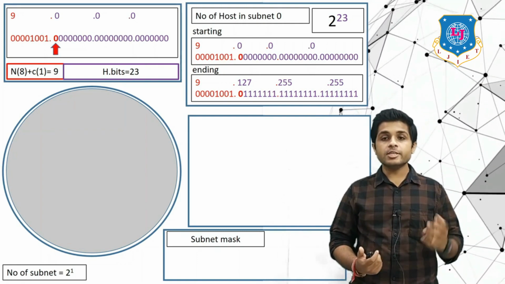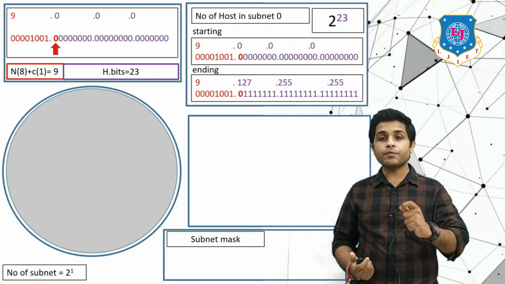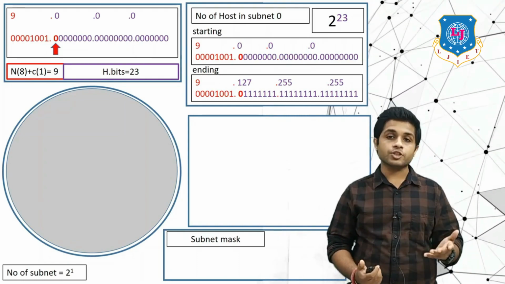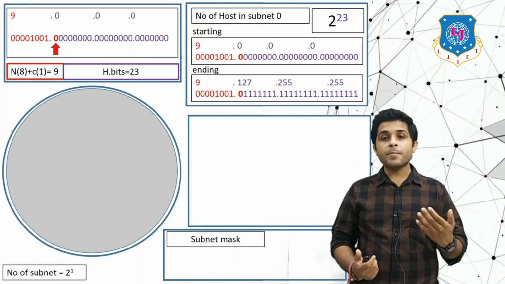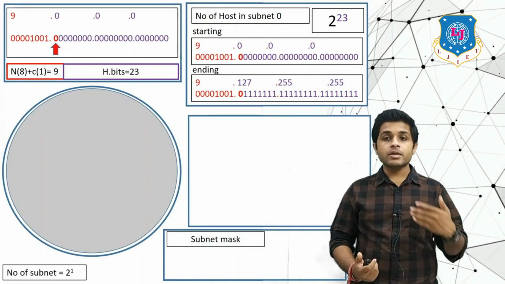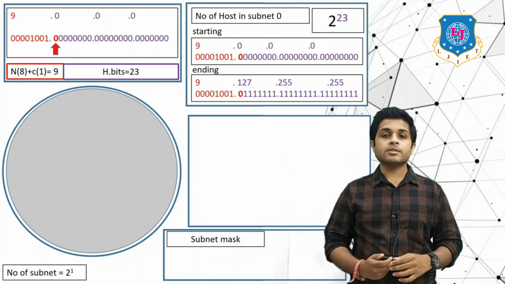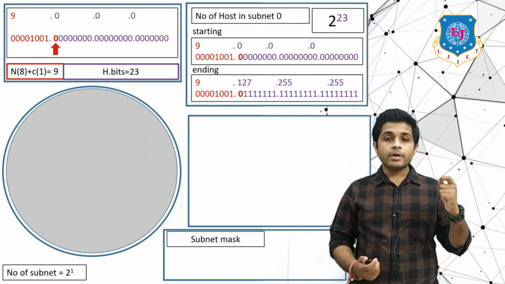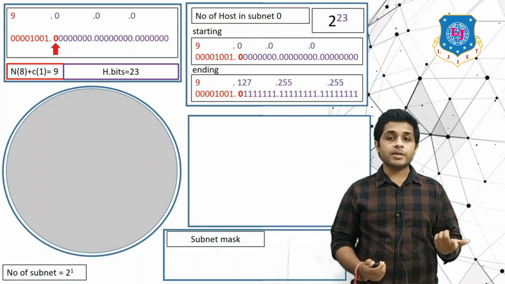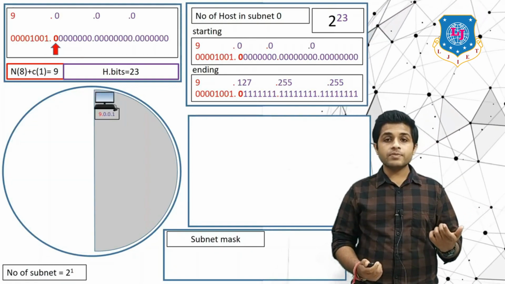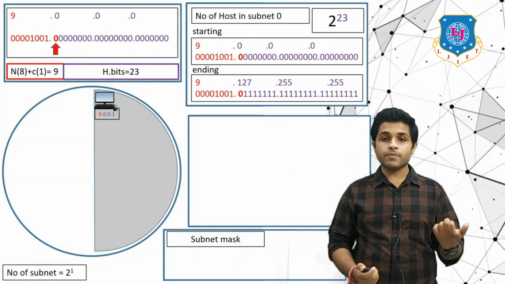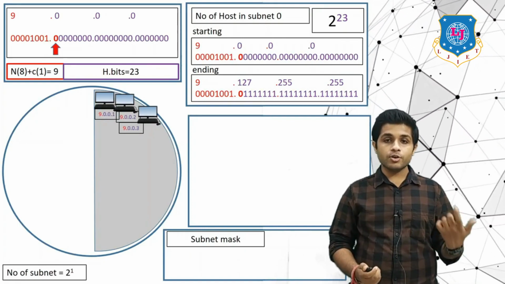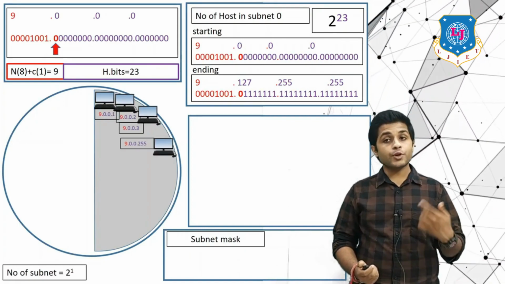So any message sent to 9.127.255.255, all the devices in subnet 0 will receive the message. So addresses apart from the first and last address will be allocated to the devices in subnet 0. Can you tell me what is the address of the first device in subnet 0? The first device will get 9.0.0.1, then 9.0.0.2, then 0.3, 0.4, 0.5 up to 0.255.